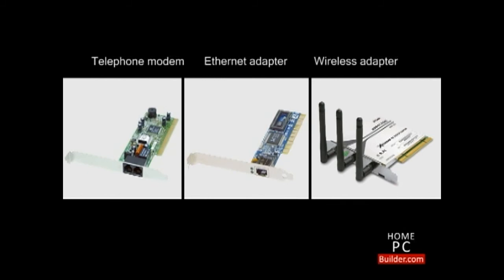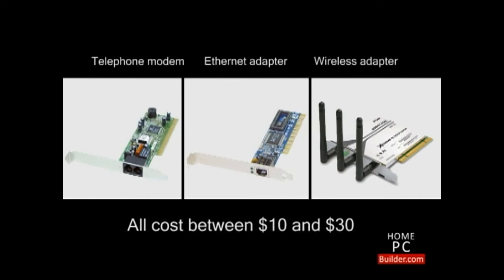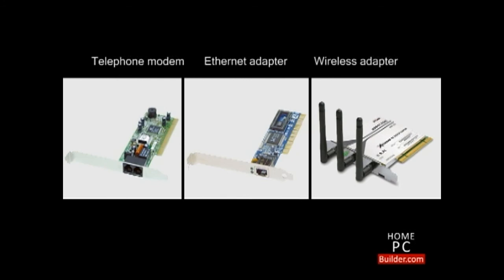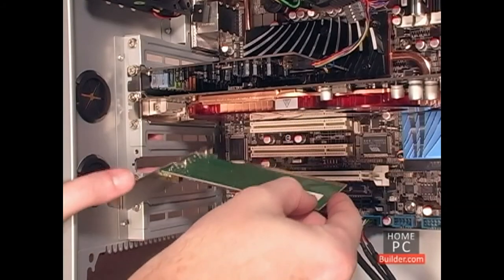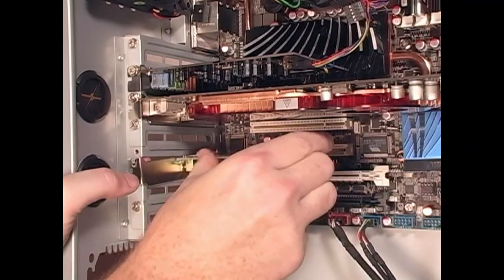Telephone line modems, Ethernet adapters, and basic wireless adapters all cost between $10 and $30. You just have to decide on the speed of internet connection and file sharing you need. In the installation lessons, we're also installing a PCI wireless network adapter.